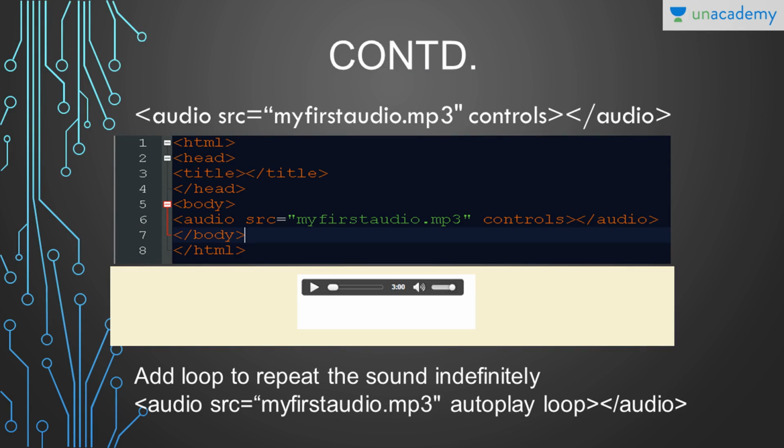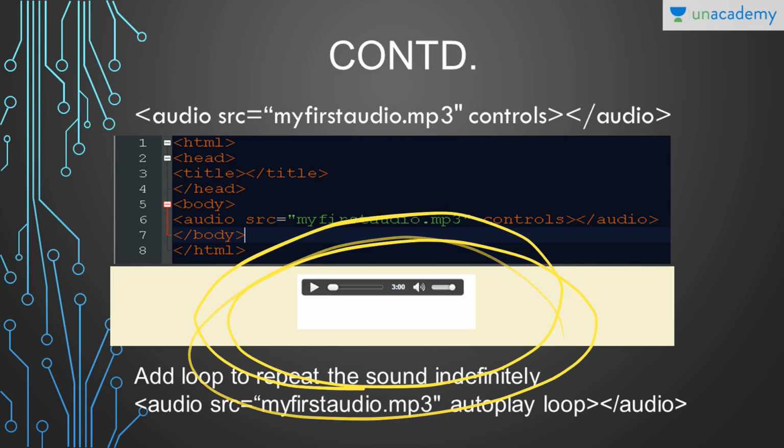Now this is the most important one, which is the controls attribute for the audio. Also, this is the most recommended one. For using the controls attribute, you will give the source file, you will end the tag, you will open the tag, and you will use the controls attribute. After adding the controls attribute, you will have something like this in your browser, like you can see here.